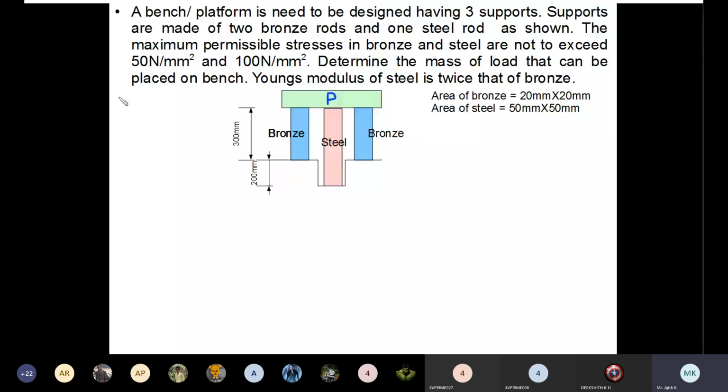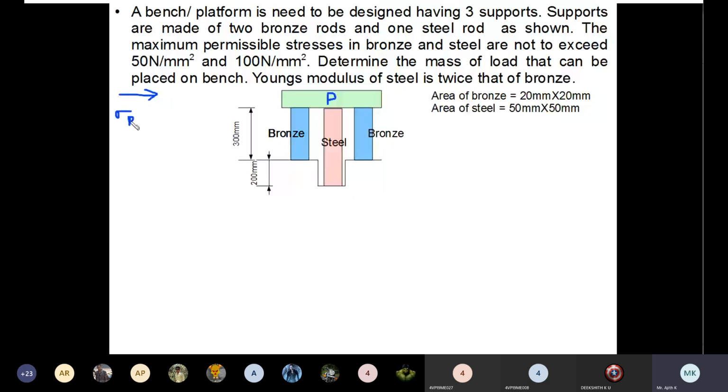Note down given values. So in the first sentence, you have to design a platform, or a bench, that is having 3 supports. Supports are made up of 2 bronze and 1 steel. Maximum permissible stresses in bronze and steel. Okay, so sigma values are given.